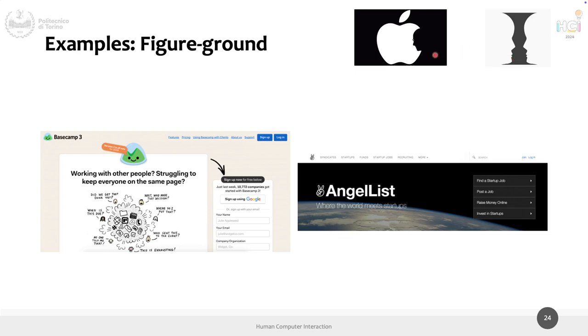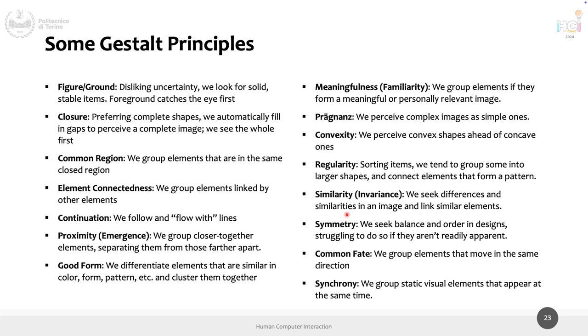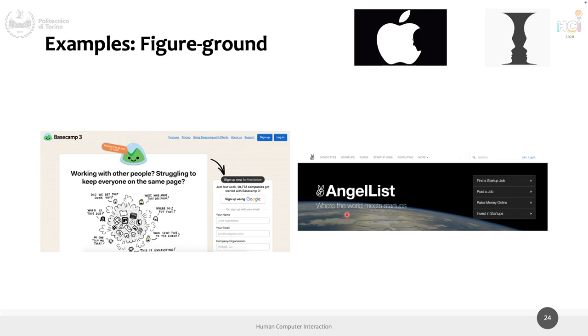Here, what do you see? The Apple logo or the silhouette of Steve Jobs. Again, these are made to play with the figure ground, to create confusion between these two things because they are both quite prominent. But here, let's look at these websites. Figure ground: we look for solid, stable items, and the foreground catches the eye first. So what catches the eye first in these two websites?